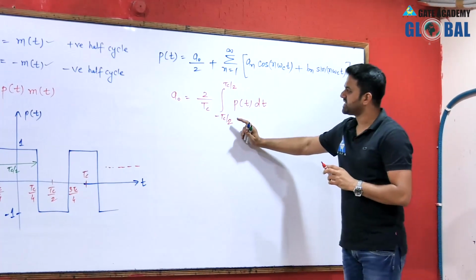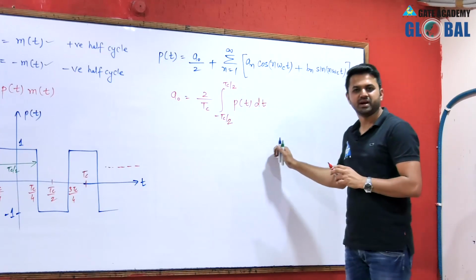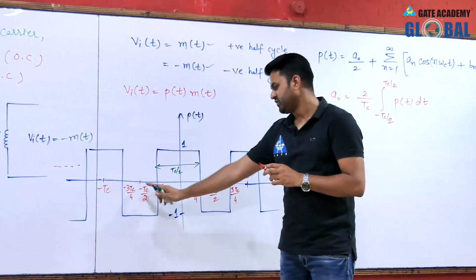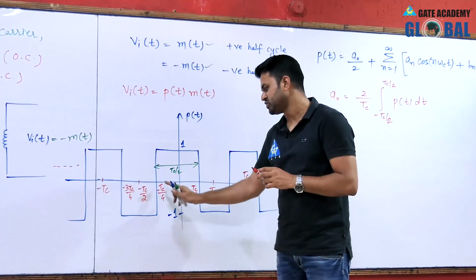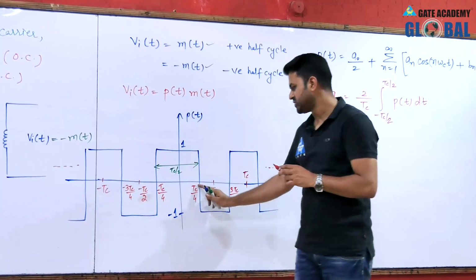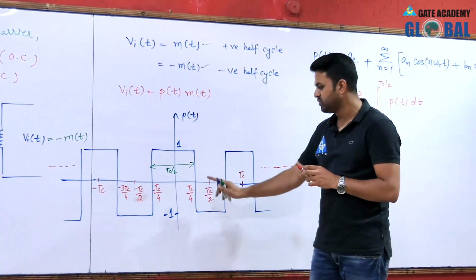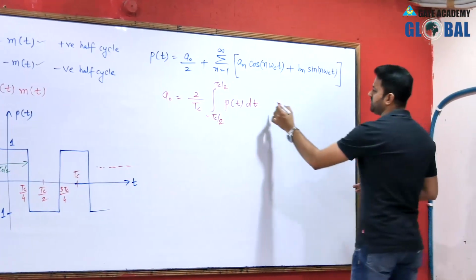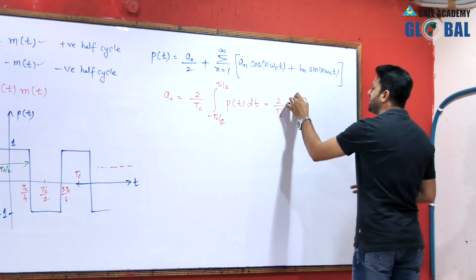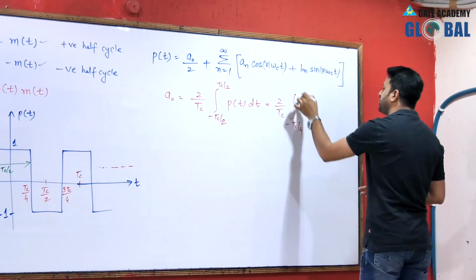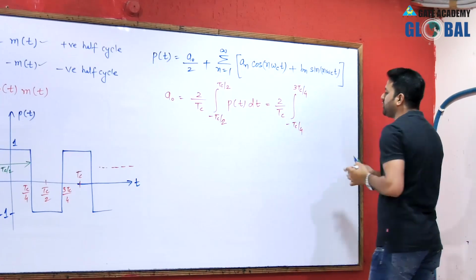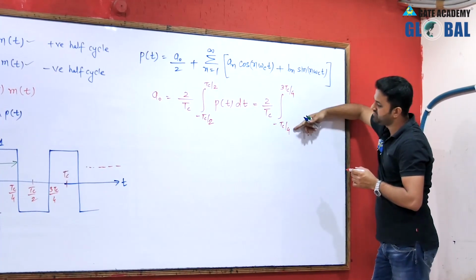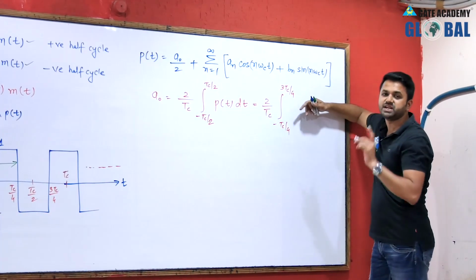We have to integrate over the time period. If we integrate from -Tc/2 to Tc/2, we will get one time period. For this we have to integrate from -Tc/2 to -Tc/4, then -Tc/4 to Tc/4, and then Tc/4 to Tc/2. That means we have to divide the whole integration into 3 sections. So we can also write this as 2 upon the time period, integration from -Tc/4 to 3Tc/4. This is also one time period, because if you take the difference, 3Tc/4 minus (-Tc/4), you get the complete time period Tc.